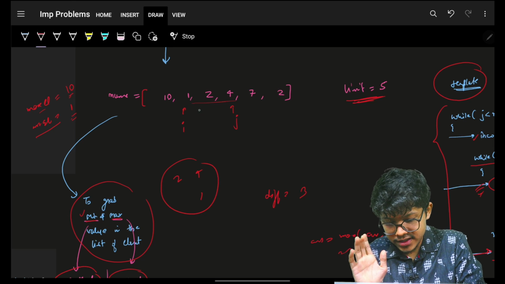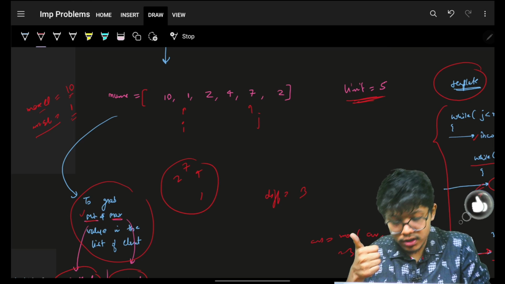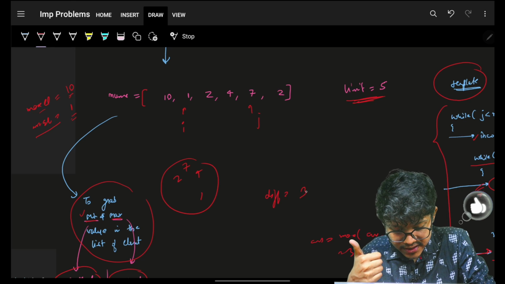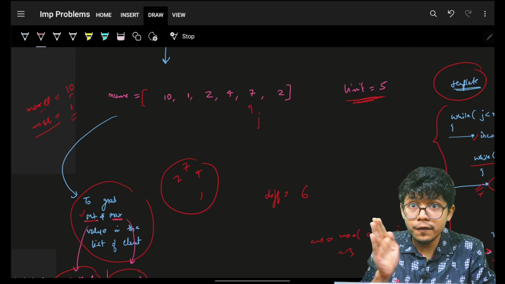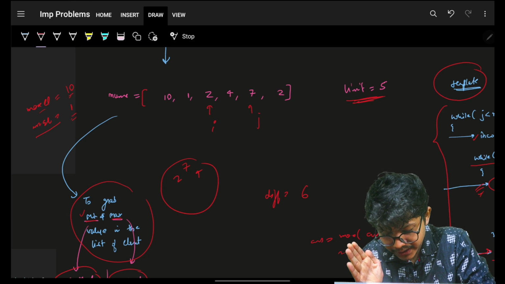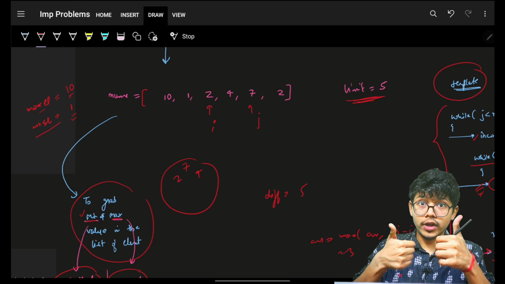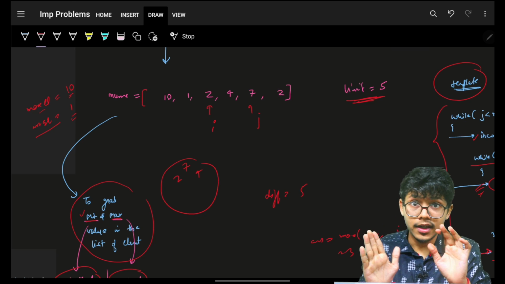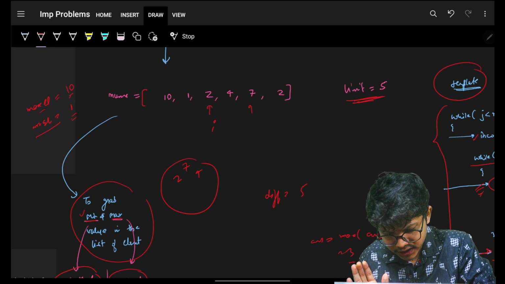This is the length, which is 3, which is correct. Okay, as you try to expand j, you will encounter a 7. 7 minus 1 is 6, more than the limit. Shrink it. Okay, I will shrink it. So I will remove 1, move my i. Now 7 minus 2, which is 5. Oh, it is equal to limit. Okay, good. So you see the answer still was a 3.